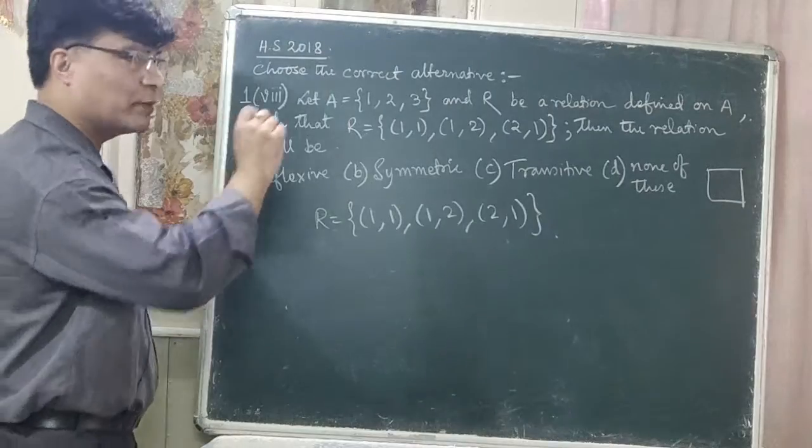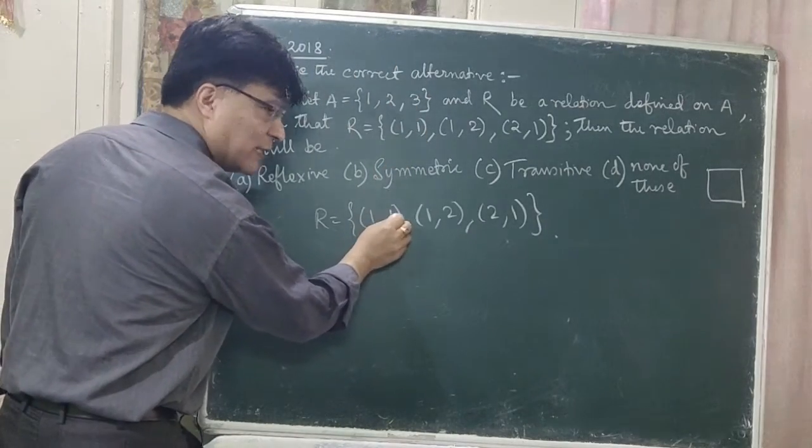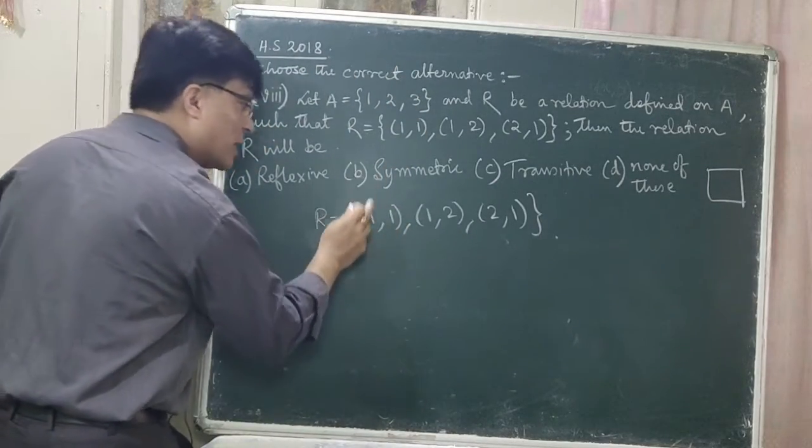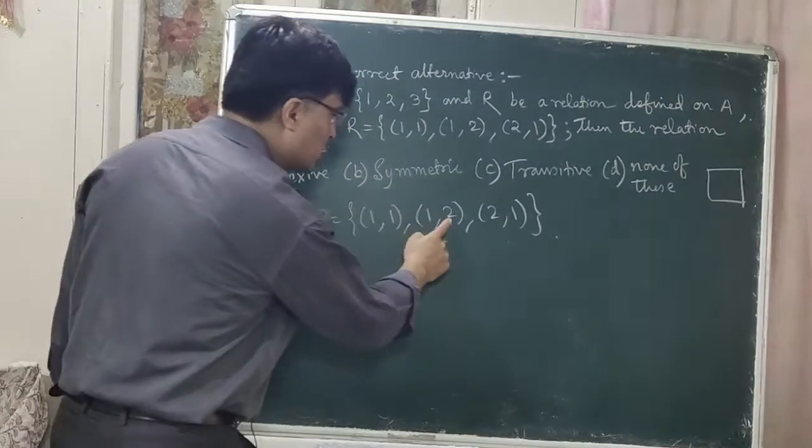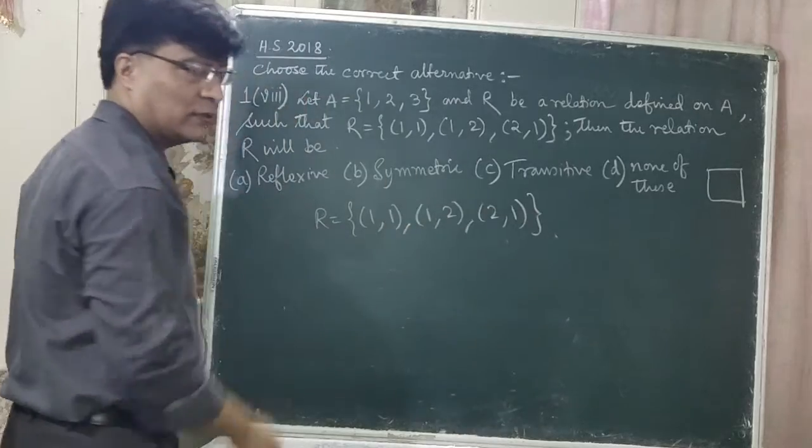So 1 comma 1 is there, reversing it gives 1 comma 1, so 1 comma 1 is itself this 1 comma 1, isn't it? So 1 comma 2 is there, 2 comma 1 is there, so it is symmetric, okay?